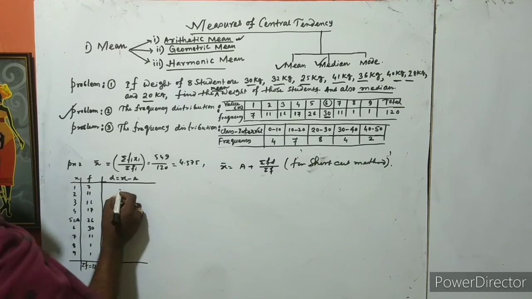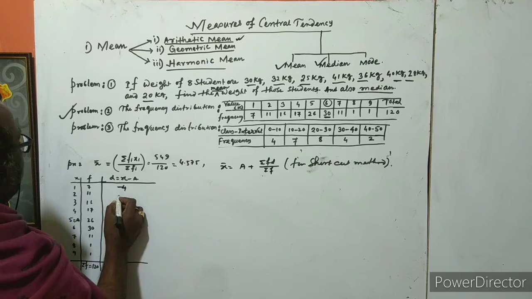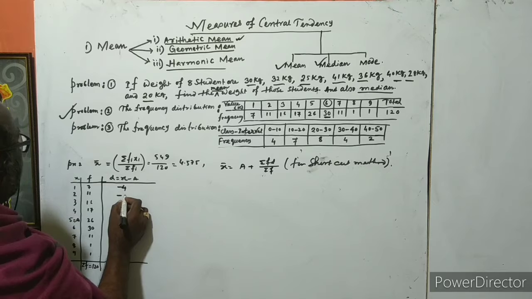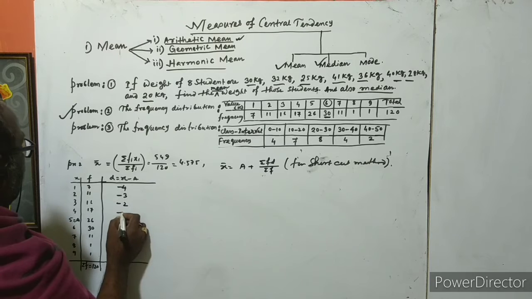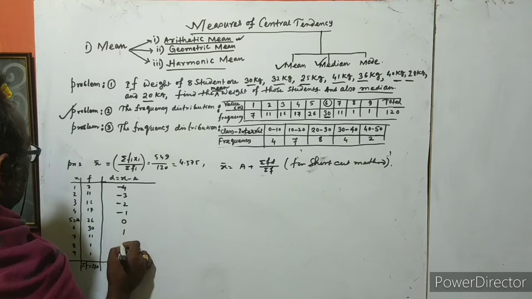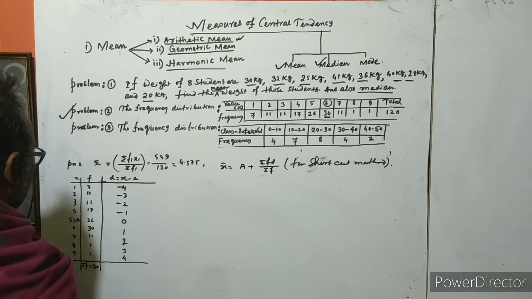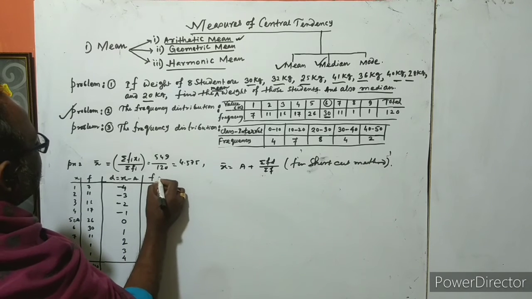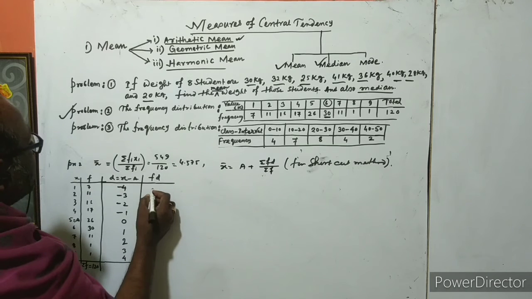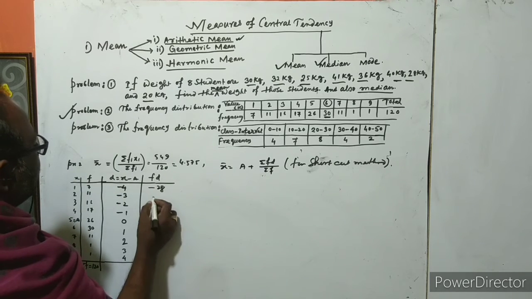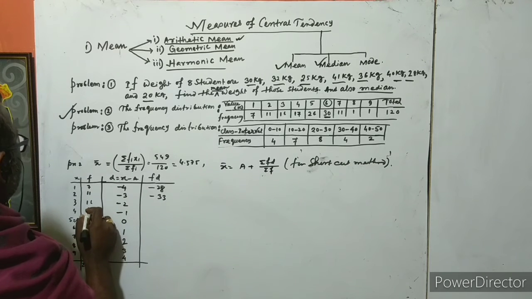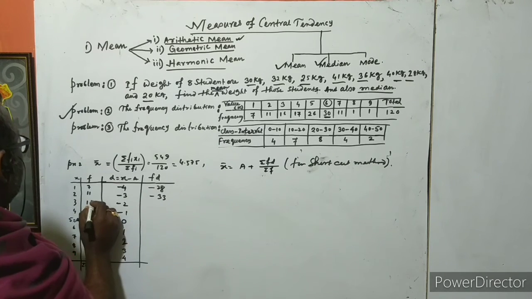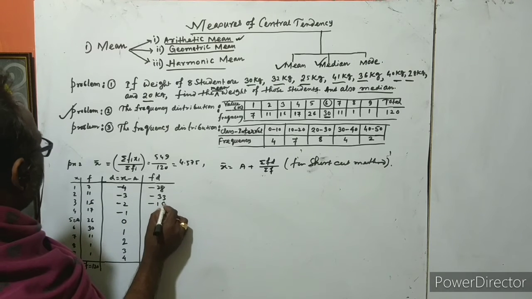So 1 minus 5, that is minus 4, 2 minus 5, that is minus 3, 3 minus 5, that is minus 2, 4 minus 5, that is minus 1, and 0, 1, 2, 3, and that is here 4. Okay, and now find fd. This is here fd. 4 7 28, 28 minus 33. This is 16. Okay, this is minus 18.